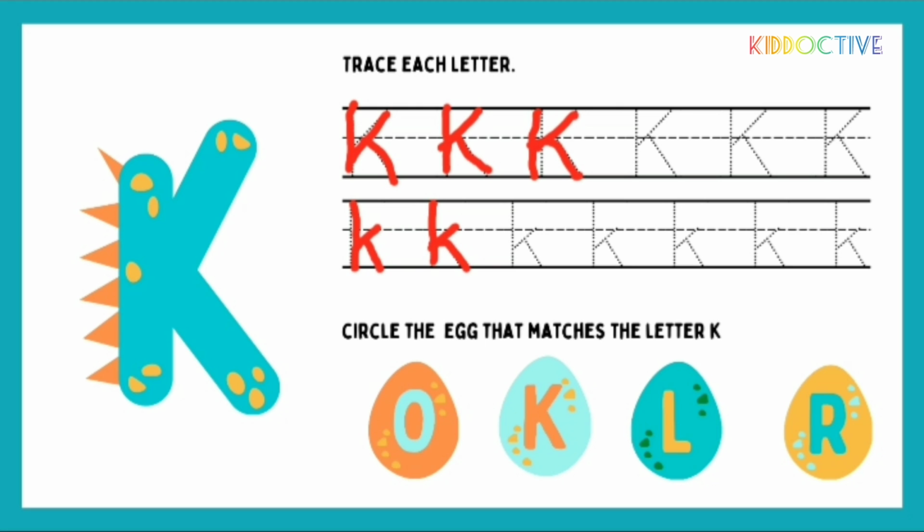Small letter K. Okay. Circle the egg that matches the letter K. Which letter from these options looks like the letter K? Yes, the second one.